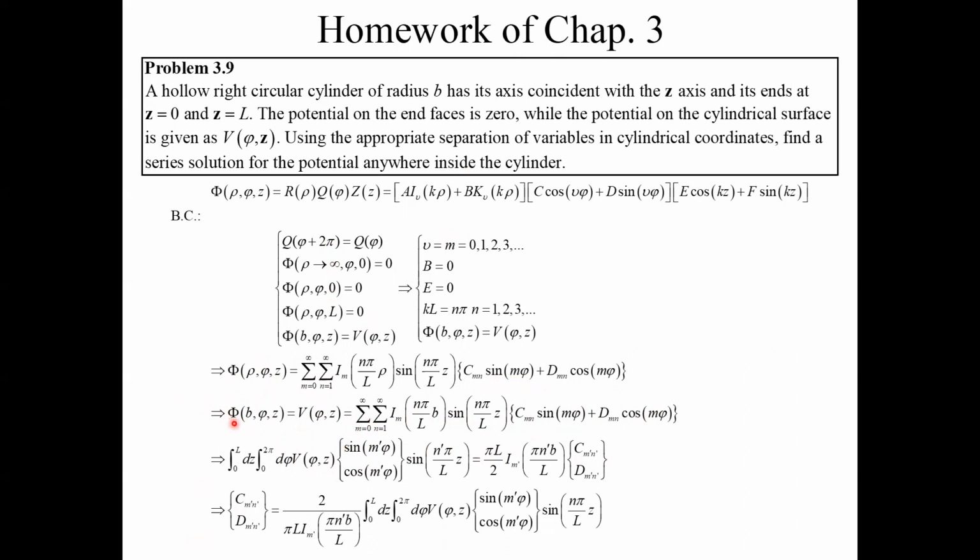We will finally have the coefficients Cmn and Dmn here, and that means our unknowns are all determined. Okay, so here is our series solution for the potential inside the cylinder, with the coefficients C and D having the relation here. Okay, this is for problem 9.